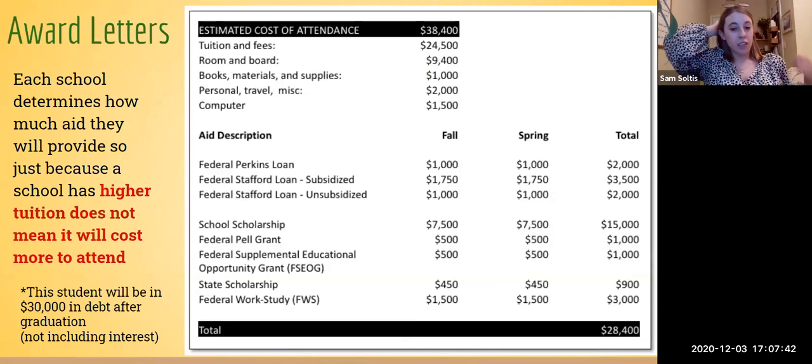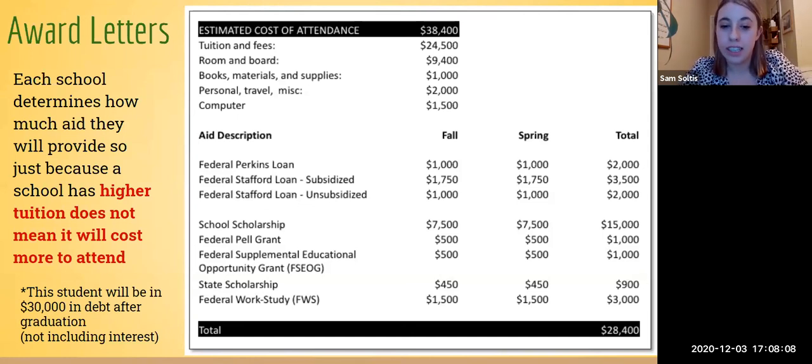So you fill out your FAFSA or TASFA, you send it to all of your schools, and each school will send you back an award letter. And this is the aid that each school will offer you, and they're all going to be different. So higher tuition does not always mean that it's going to cost the most to attend.